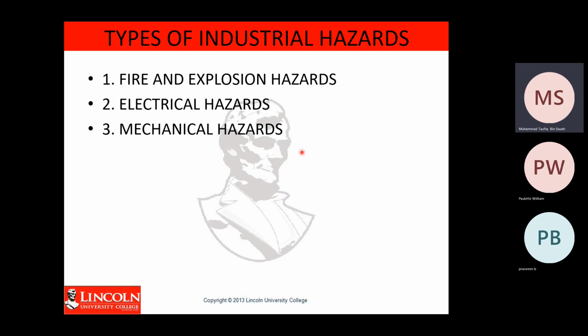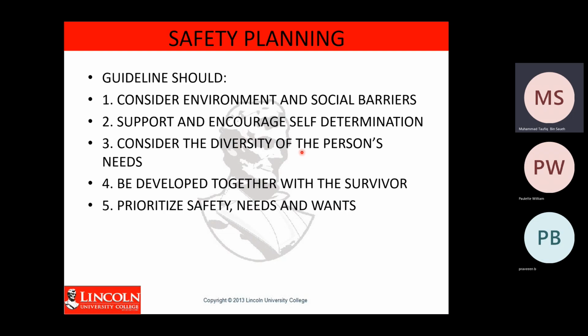Okay, so there are several types of industrial hazard. These three are the most common ones. First is fire and explosion hazard. Second one is electrical hazard, and the third one is mechanical hazard. So to avoid and eliminate those hazards, you must create what we call safety planning. You must have a plan for the safety in your factory.